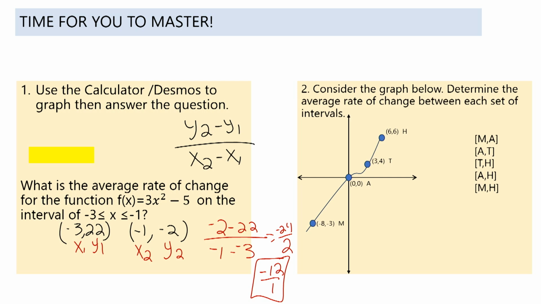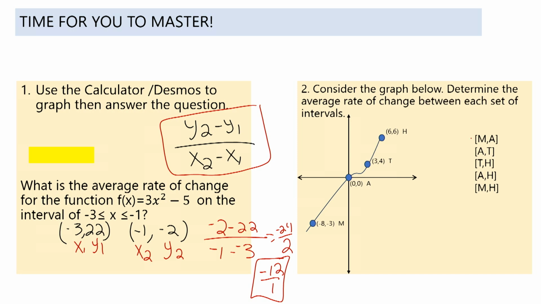Consider the graph below. Determine the average rate of change between each set of intervals. I'm looking at interval M to A, then interval A to T, interval T to H, interval A to H, and then interval M to H. So I have loads of intervals I'm looking for. I have already got in my problem what each coordinate is, so all I'm doing now is plugging it into my problem.